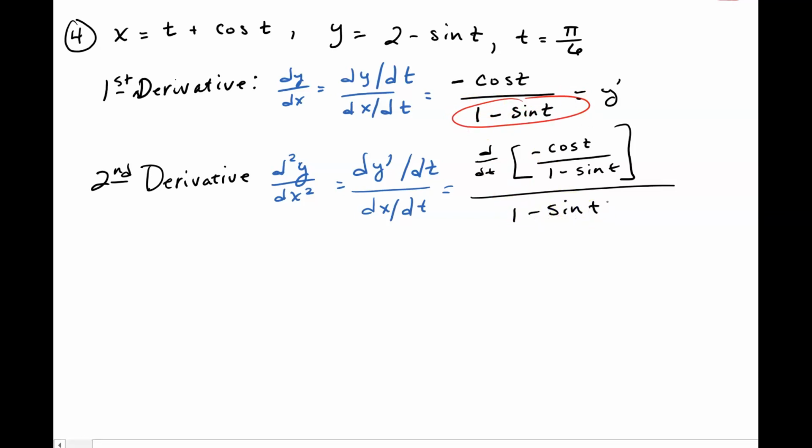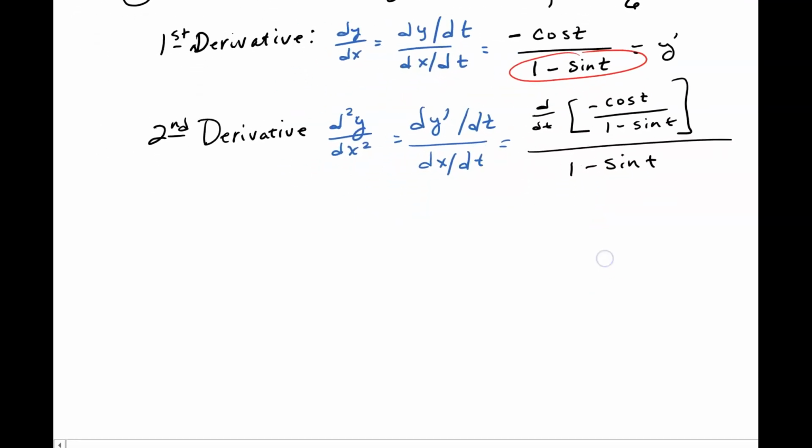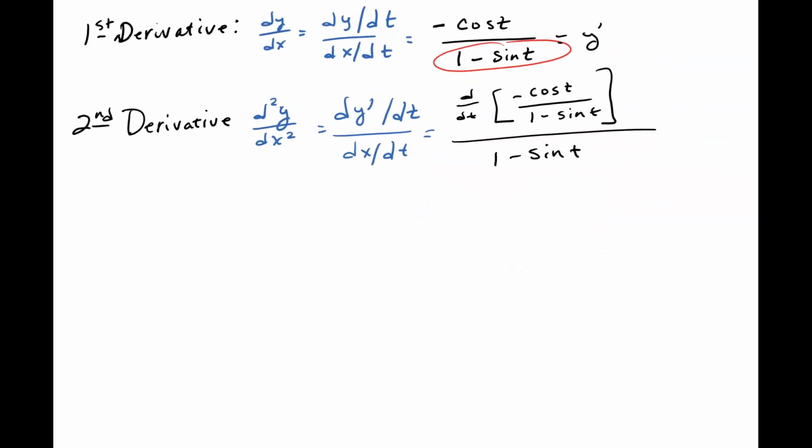If I'm looking at this, I should start seeing something. In order to take this derivative, I have to apply the quotient rule. It's probably been a long time since you've heard about the quotient rule, but let's bring it back. What do I say about the quotient rule?